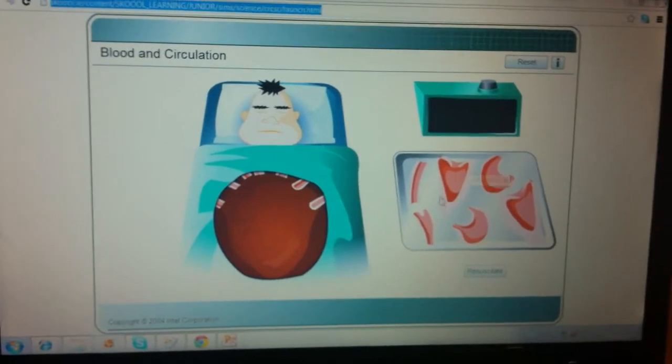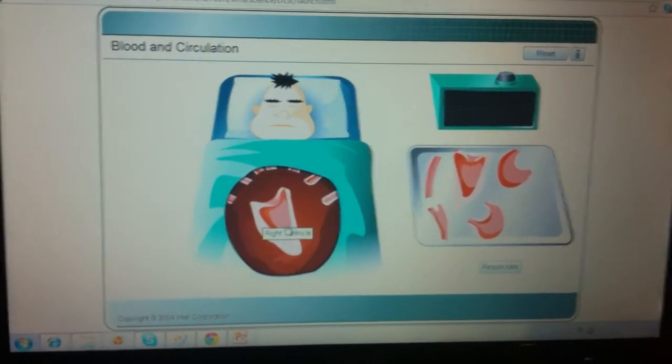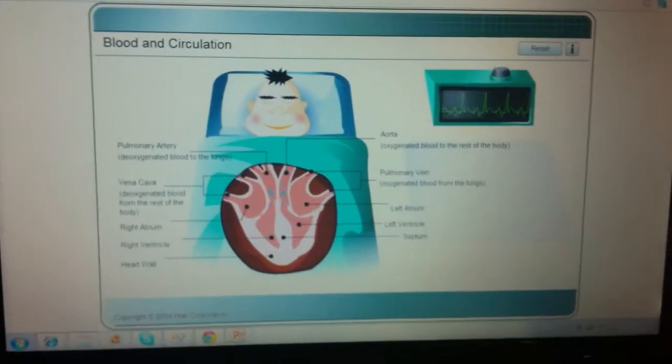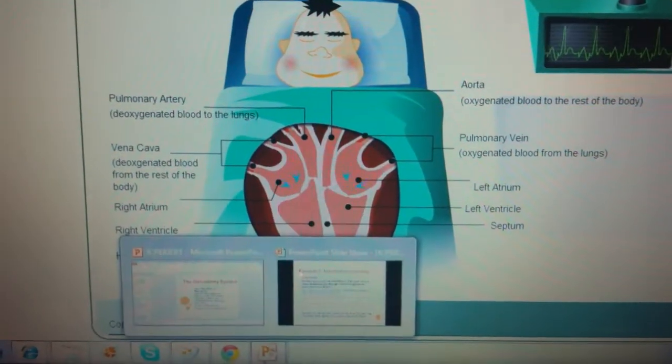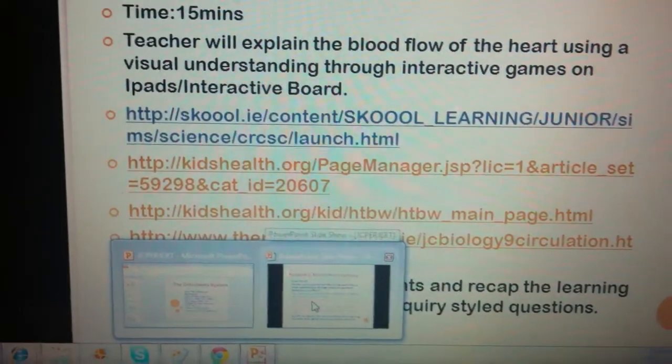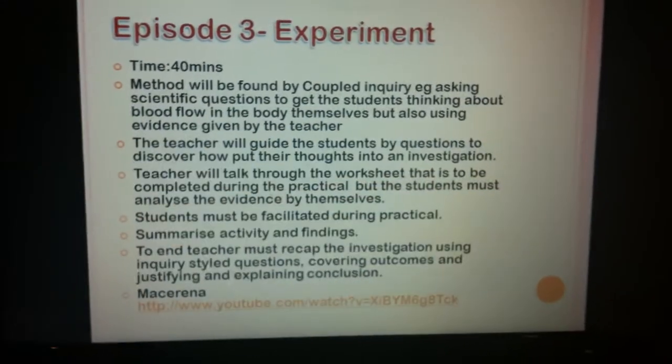And this is a game where the students can put the heart together, and once the heart has been successfully put together, then all of these labels will come up as shown here, and then the blood flow arrows show the blood flow going through the heart.